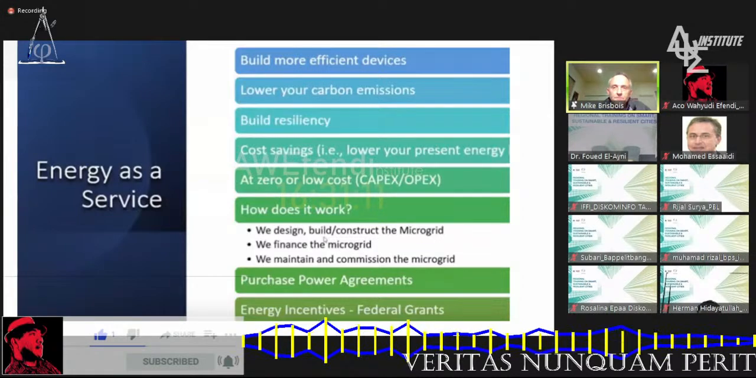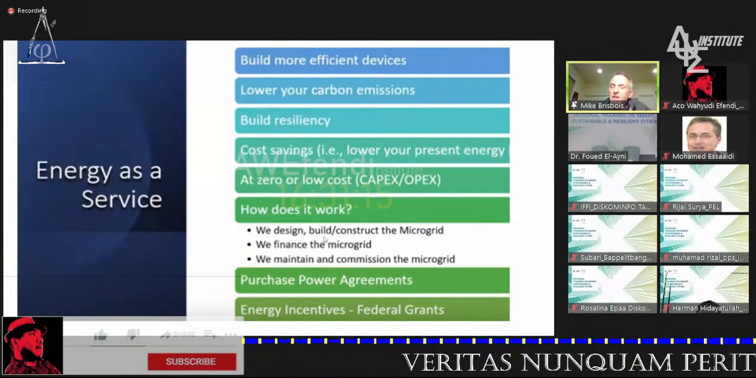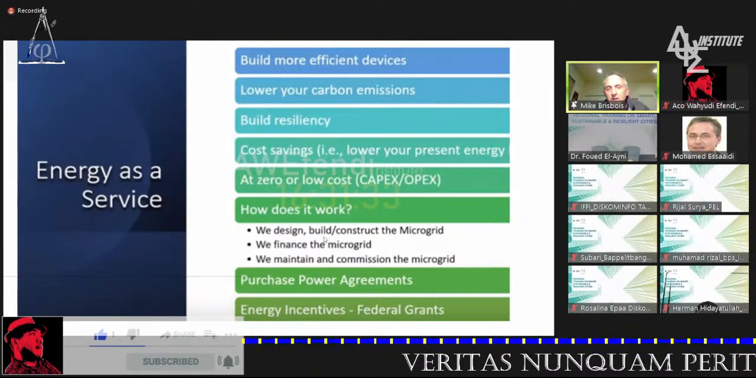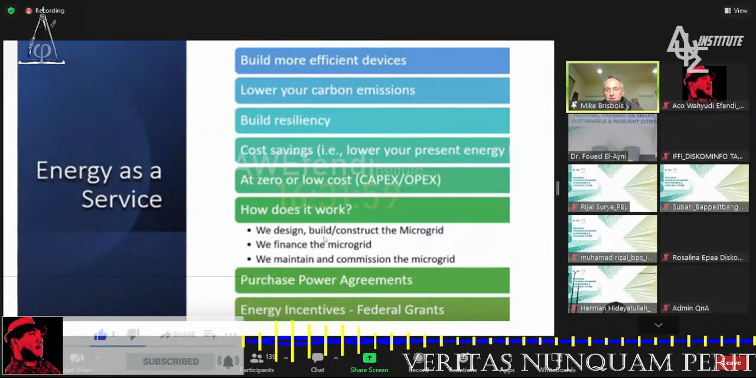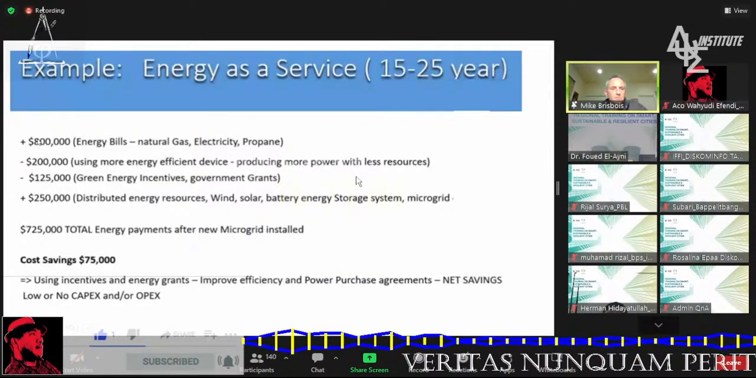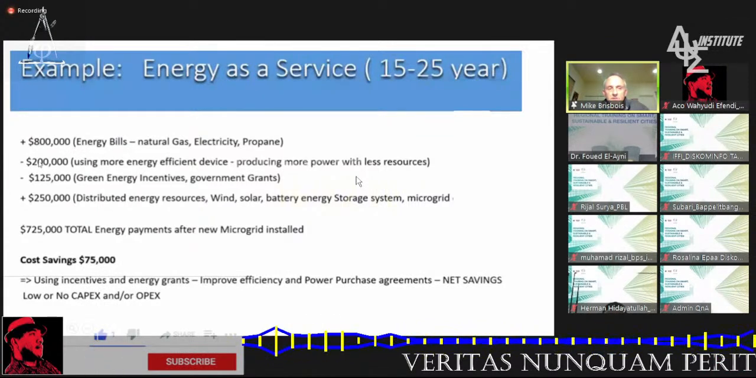Like I mentioned, I think we went through this: build more efficient devices, lower your carbon emissions. We build resiliency. A lot of folks want to be able to have power during a hurricane or a typhoon, and afterwards. So a lot of folks build resilient, strong systems that continuously provide electricity after a storm. So that's important. Cost savings: a lot of times you can roll some of the old electrical gear into the new microgrid construction. So we build, finance and maintain your microgrid, like I mentioned, doing the power purchase agreements. So here's an example. One client, we went in, they had $800,000 in energy bills a year.